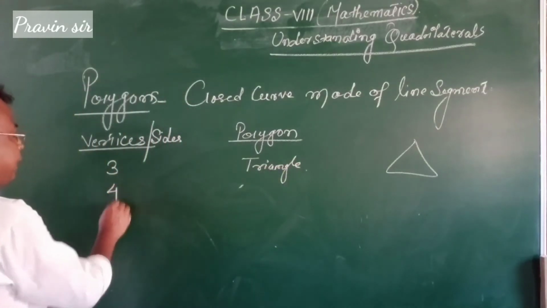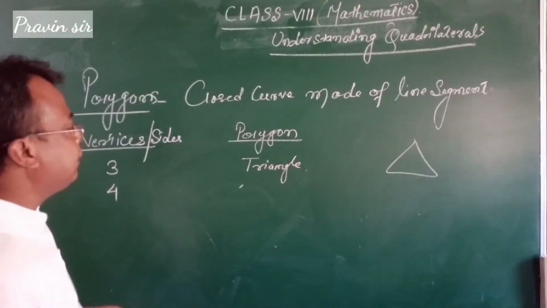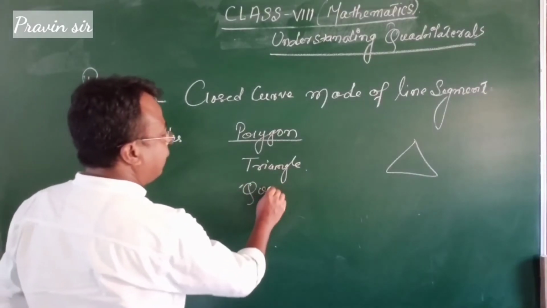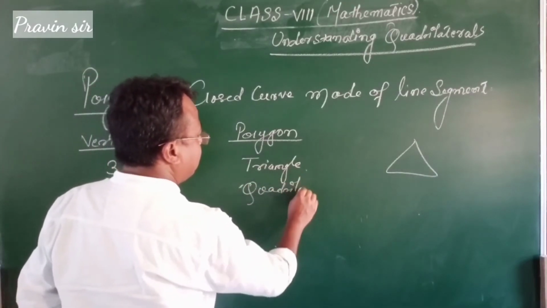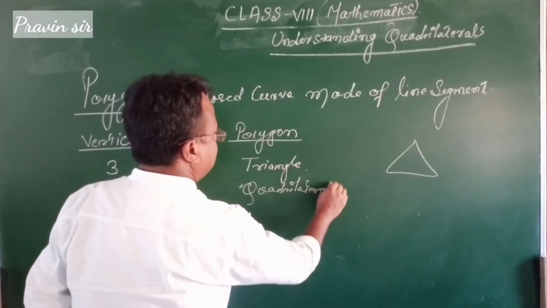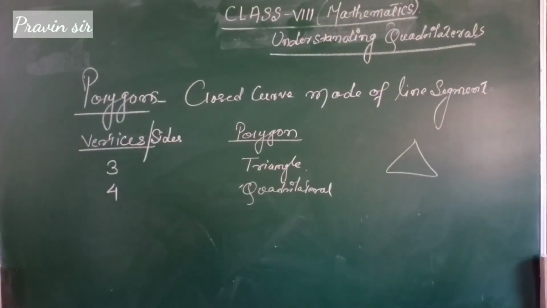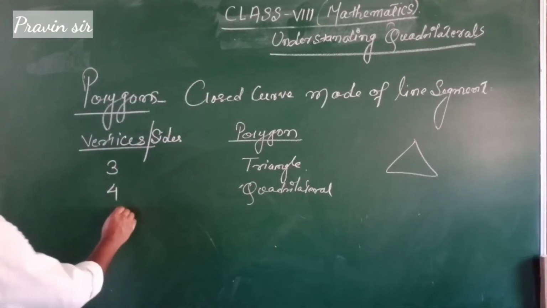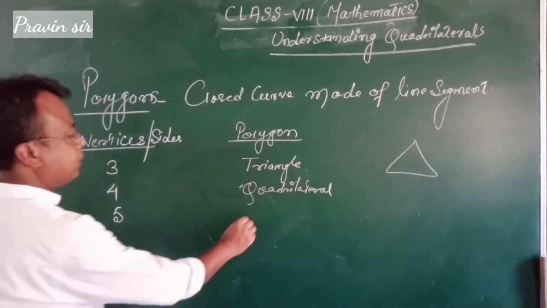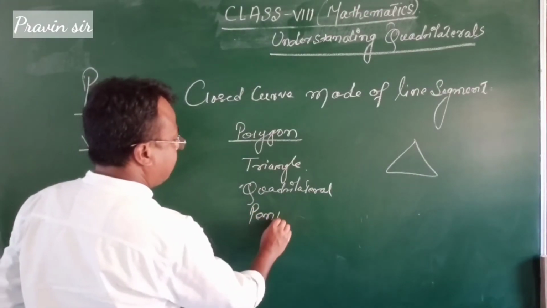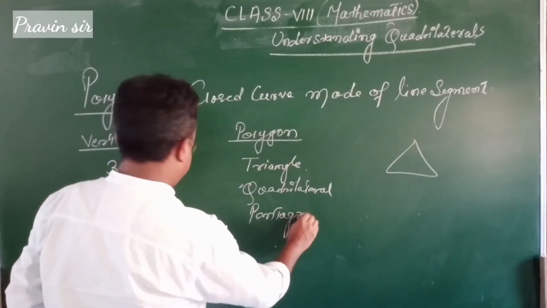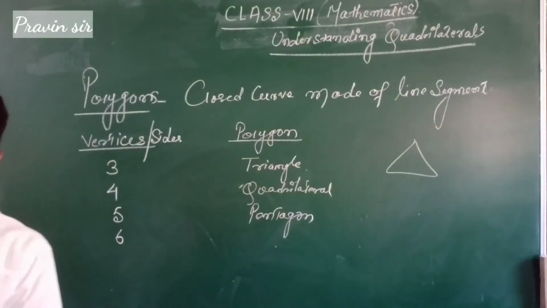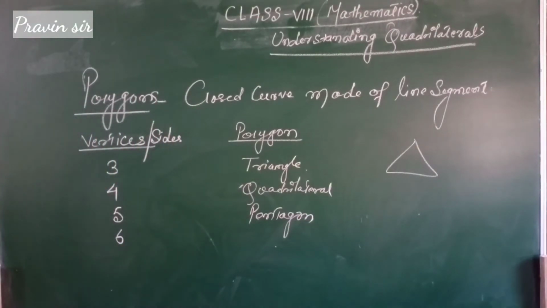If a polygon is made up of 4 vertices and sides, it is called what? Quadrilateral. And if it is made up of 5 vertices and 5 sides, it is called what? Pentagon. If it is made up of 6 line segments, 6 sides and 6 vertices, it is called what? Hexagon.